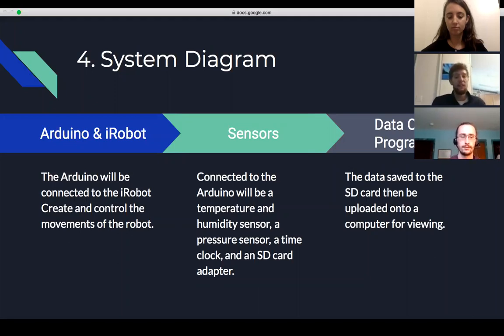Connected to this is the Arduino Uno. This acts as the control center for the entire robot. It also controls the sensors, which will be used to measure temperature, pressure, and humidity, as well as the data output program used to output data to a computer.